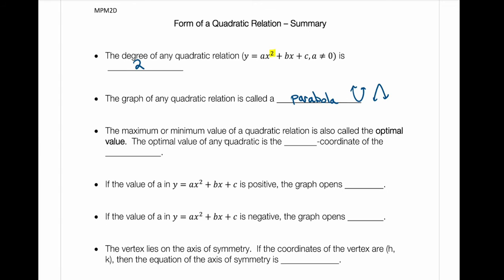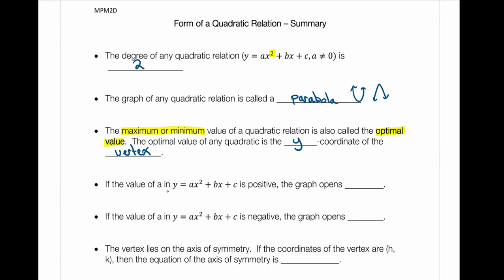The maximum or the minimum value of a quadratic relation is also called the optimal value. And the optimal value of any quadratic is basically the y-coordinate of the vertex. So that's something that we saw, that the optimal value was that y value of the vertex.